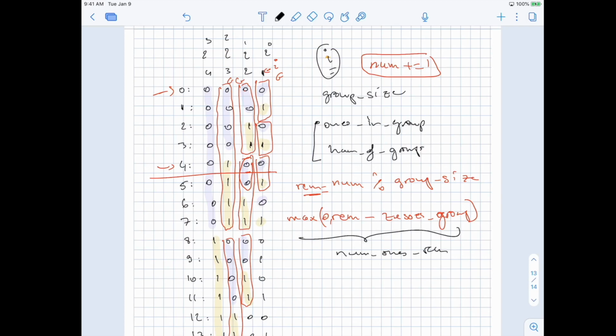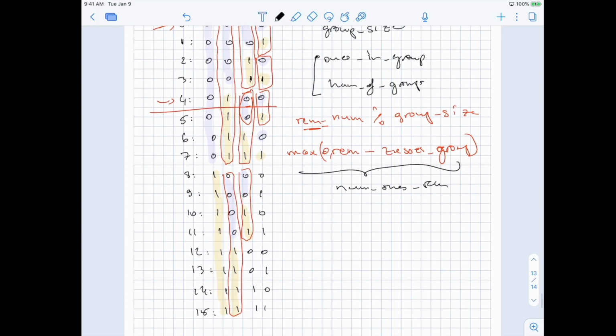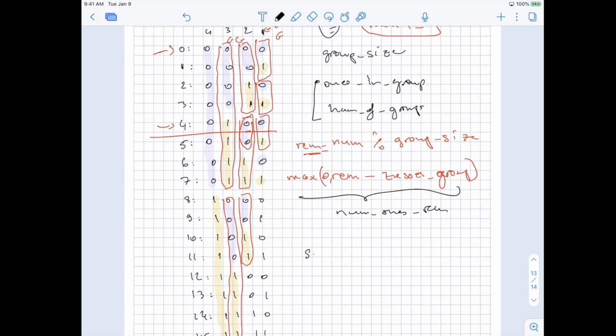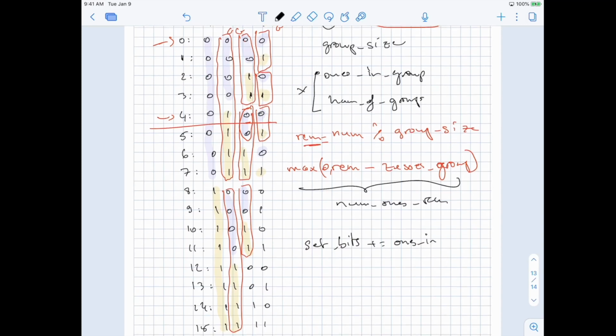Okay? And now, to find the number of set bits, it's really easy. We can just take number of set bits for a specific index, I. We can just take this multiplied by this. So this will give us the number of ones in the full groups. So the ones in a group multiplied by the number of full groups, let's call them, plus the number of ones in the remainder.